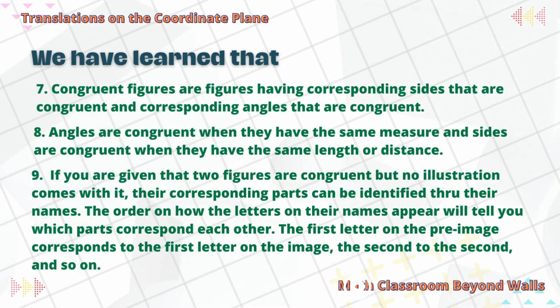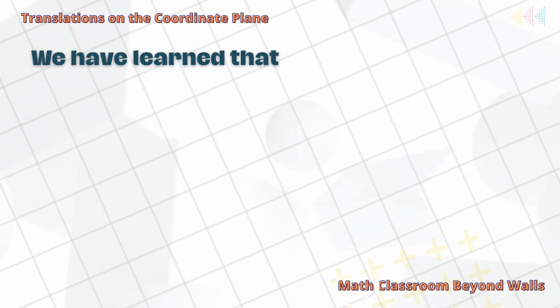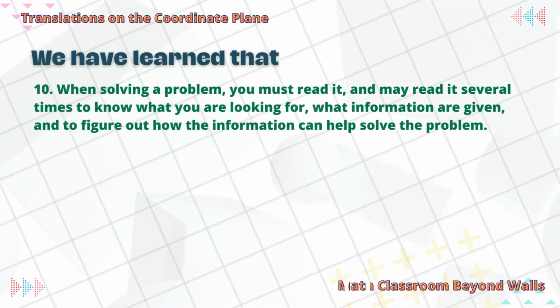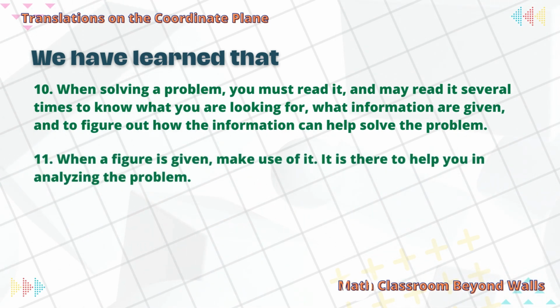The first letter on the preimage corresponds to the first letter on the image, the second to the second, and so on. Tenth, when solving a problem, you must read it and may read it several times to know what you're looking for, what information is given, and to figure out how the information can help solve the problem. Eleventh, when a figure is given, make use of it. It is there to help you in analyzing the problem.